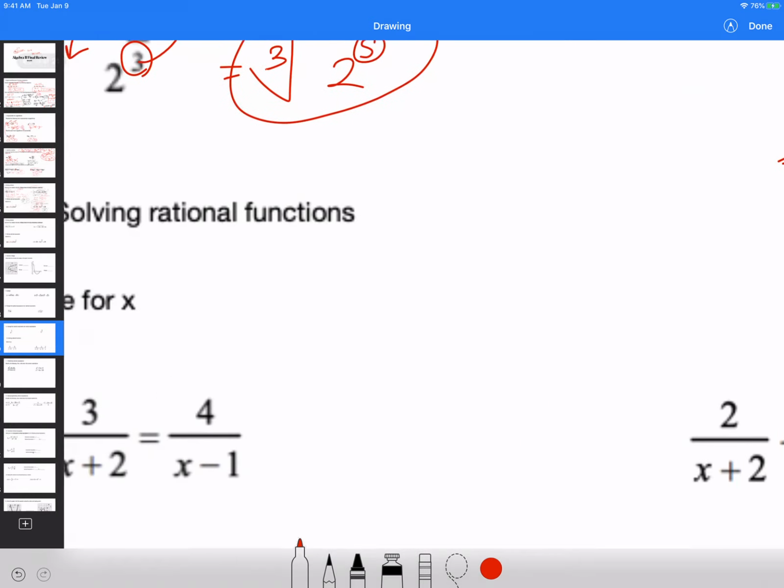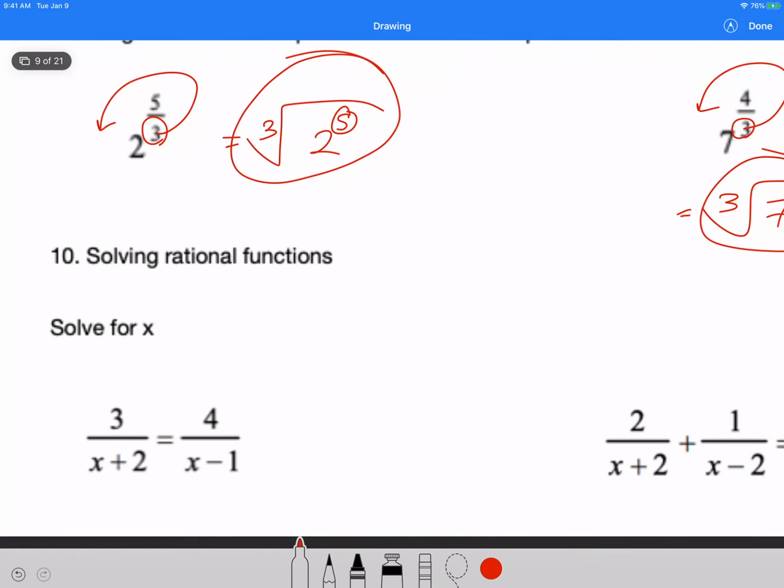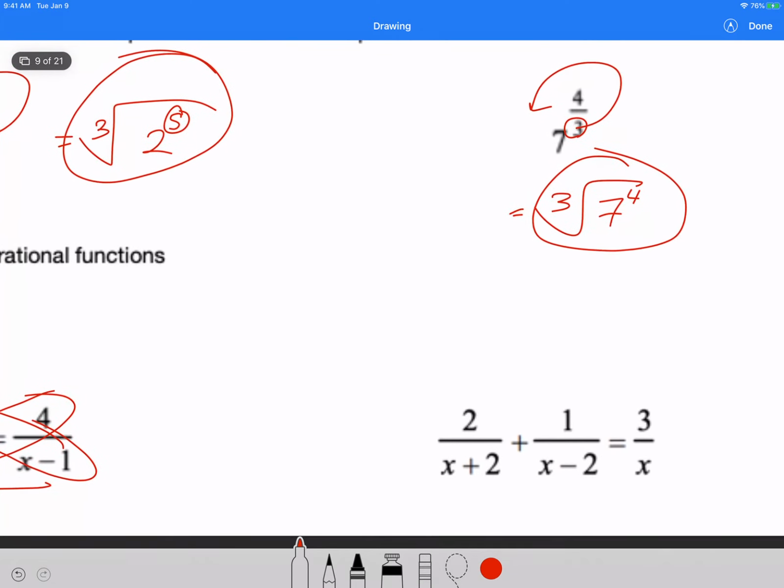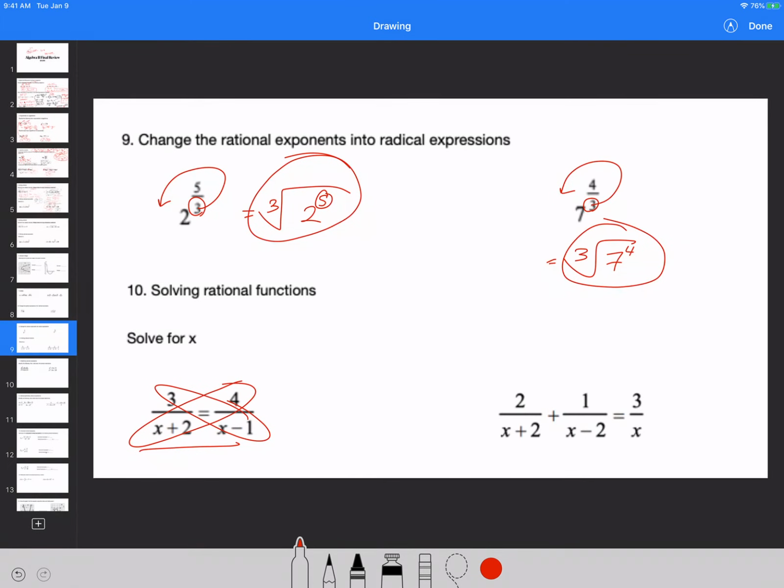All right, solving rational functions. Now, solve for x. I'm going to cross multiply for every single one of these questions when I have it in this format. For this one, I have to do a little bit of work before because I need to add them first and have it as a fraction equal to a fraction. The problem is I have two fractions on one side, so I have to combine them first. We'll talk about that later. First, let's talk about this.